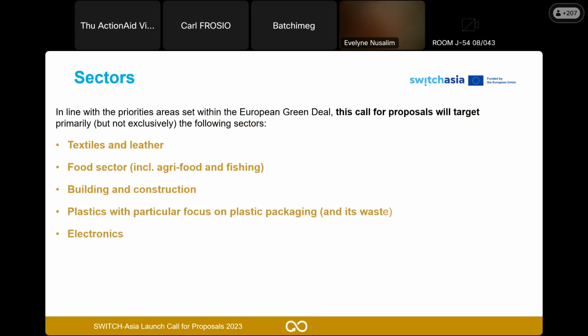Now, crucial to look at is the sectors. So, as I mentioned, in line with the priorities set with the Green Deal, this call will target primarily, but not exclusively, the following 5 sectors. So, textiles and leather, the food sector, which includes agri-food and fishing, building and construction, plastics, with a particular focus on plastic packaging and its waste, and finally, electronics.